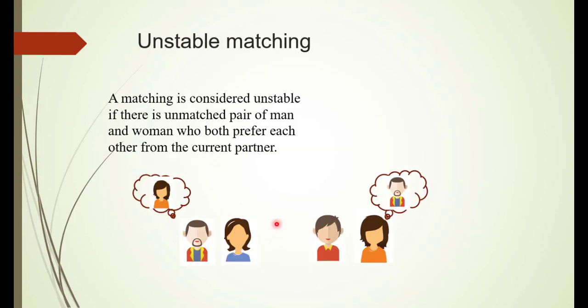An unstable matching happens if there is a pair of man and woman who both prefer each other over their current partner. As we see here in the figure below, this man prefers another woman who is engaged to another man. At the same time, this woman prefers this man. So both of them prefer each other over the current partner, and this is considered unstable.